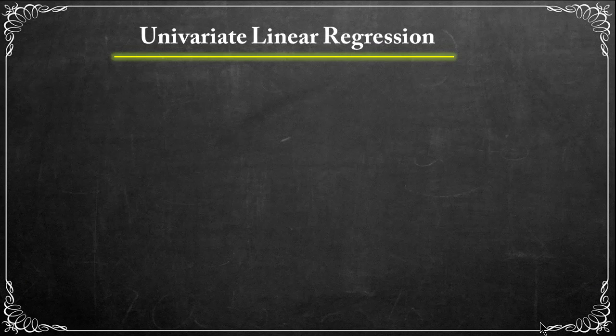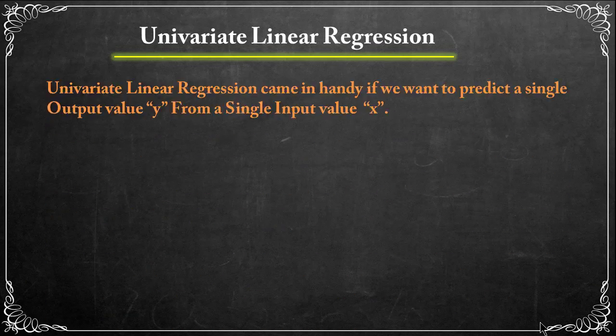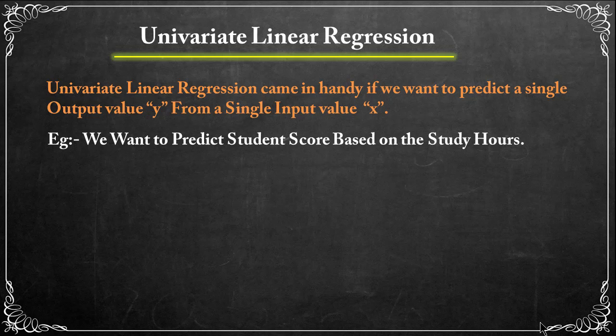Univariate linear regression comes in handy if you want to predict a single output value y from a single input value x. For example, you want to predict the score of a student based on the study hours, or you want to predict the price of a house based on the size of the house, etc. Okay, so this is an example that we have seen here.